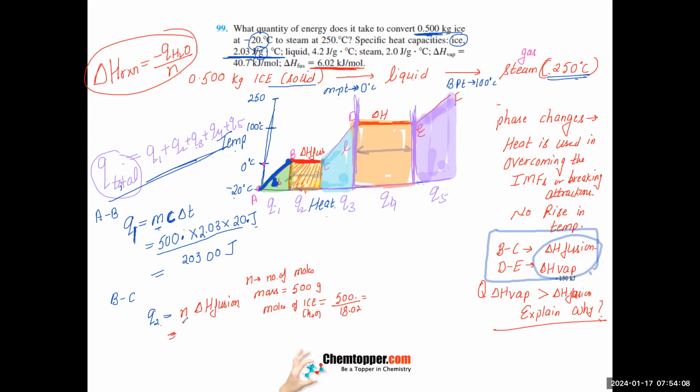How many moles? And plug that in here. 500 divided by 18.02. These are the moles of ice, times this delta H of fusion, which is given in the question here: 6.02 kilojoules per mole. Mole cancelled. Can you see you are getting heat in kilojoules? How much is this answer? Don't worry about sig figs. Sig figs we will take care of only at the last, for the final answer. So what's the answer here?